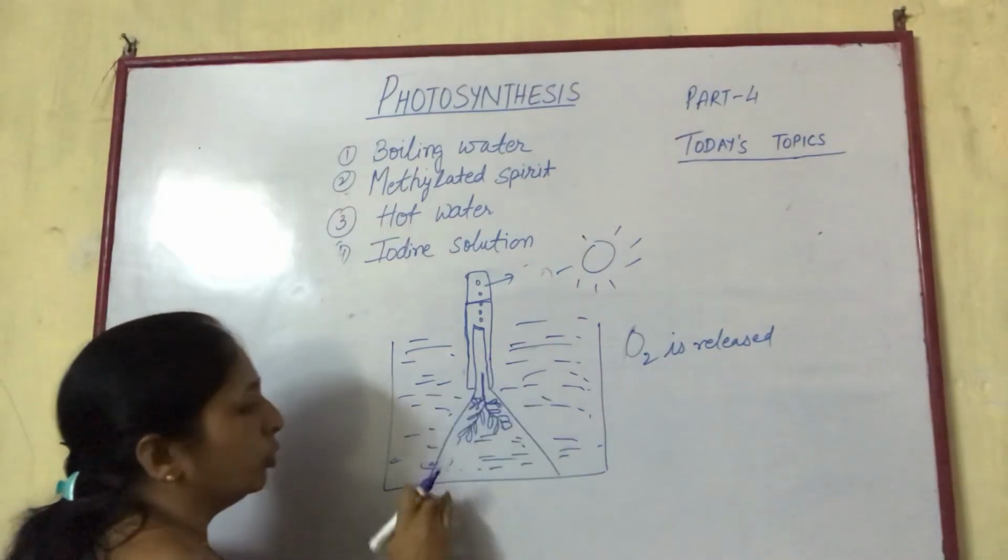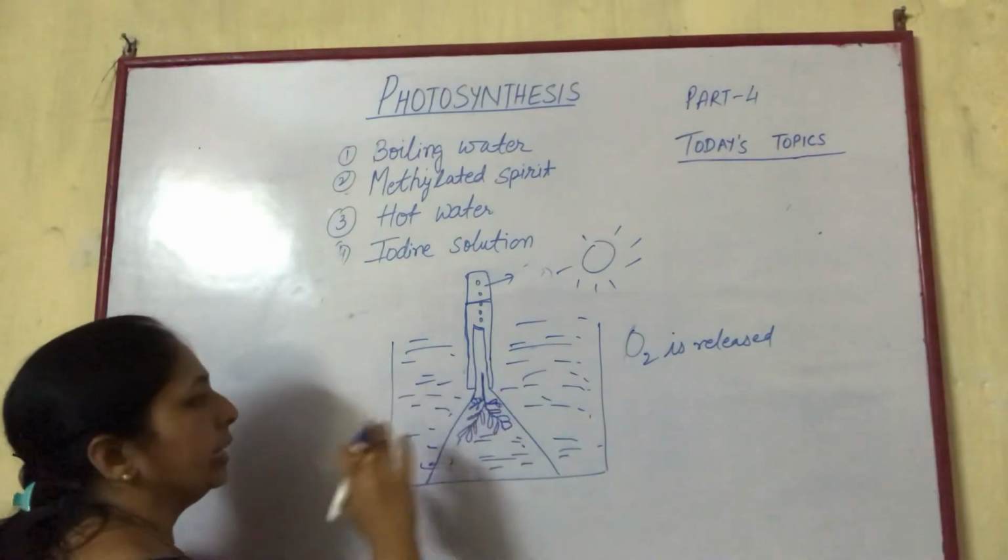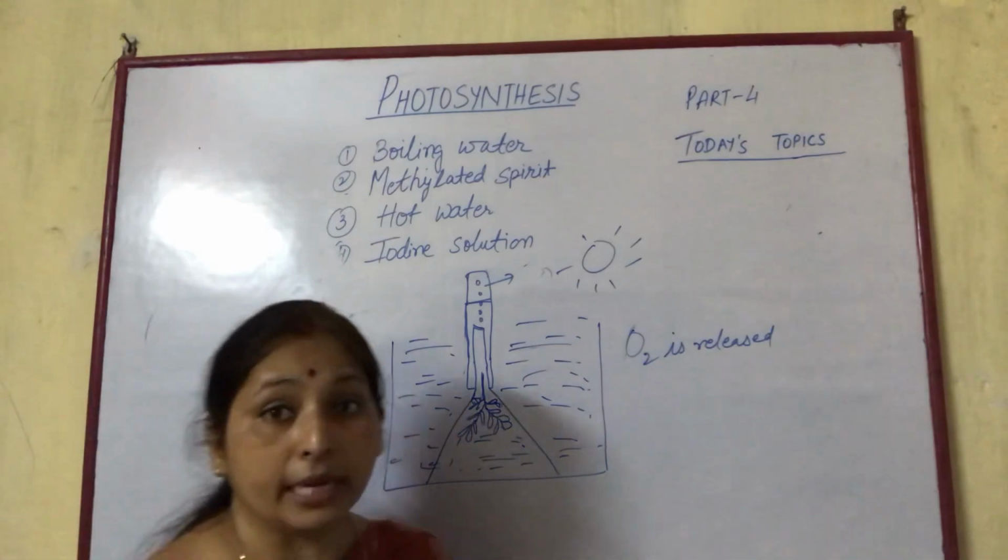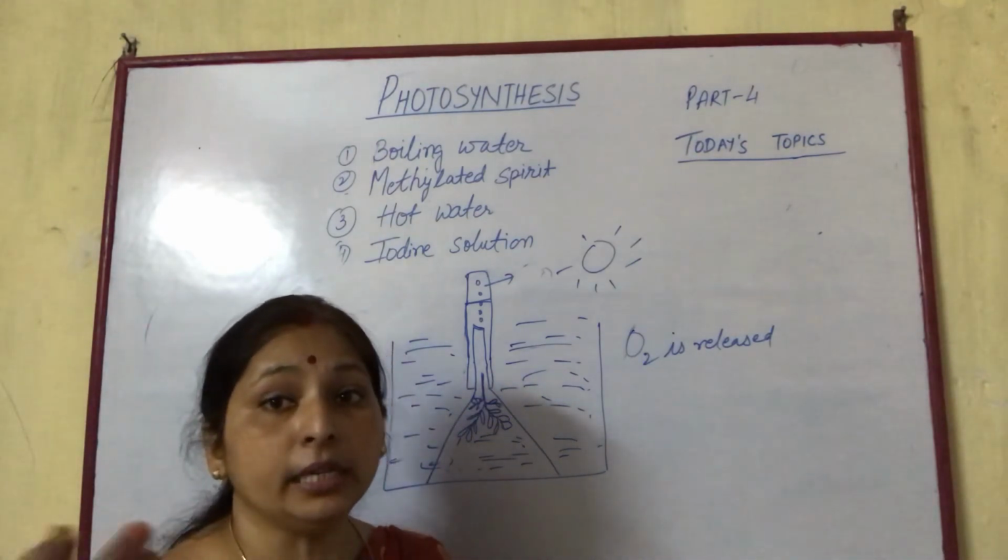Hydrilla plant in an inverted conical flask. It is kept for 2 to 3 hours in bright sunlight and the process takes place.